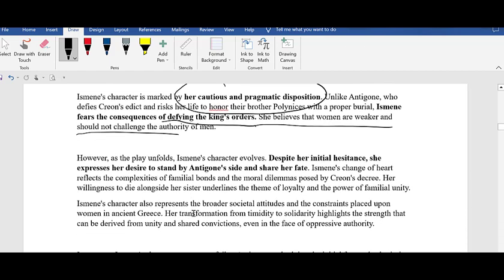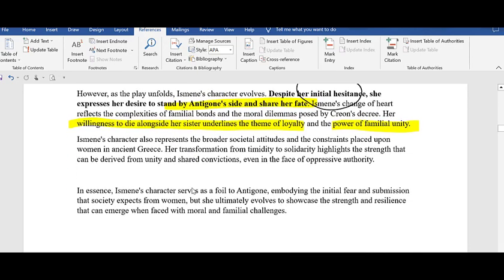However, as I was saying, despite the initial hesitation, despite the fact that she initially doesn't want to support Antigone, by the end, she starts standing with Antigone, and shares her fate with Antigone. She's okay with what Antigone is doing. So her willingness to die alongside a sister also highlights the theme of loyalty and the power of familial duty. And here you can also talk about how Antigone represents the moral duty, familial duty, which is the symbolism of Antigone in the play.